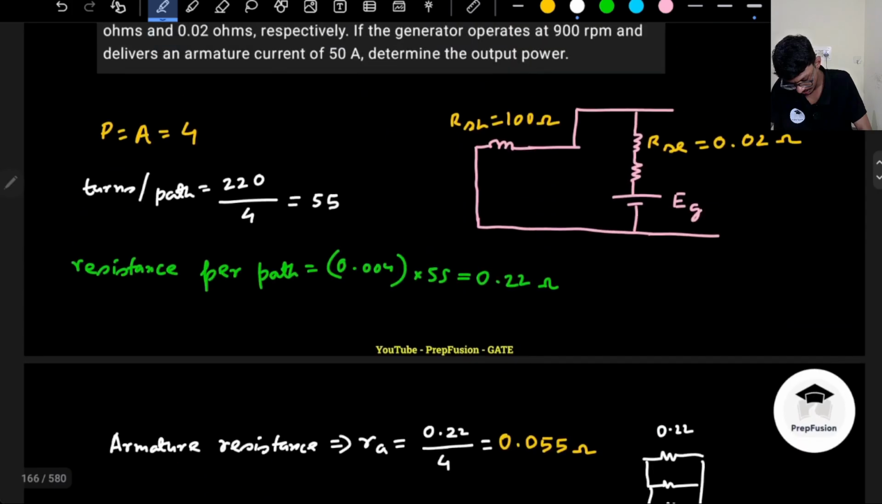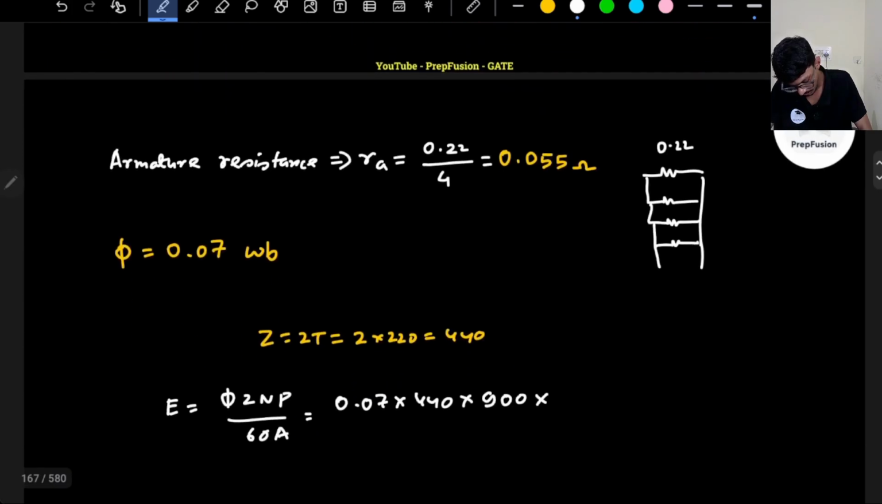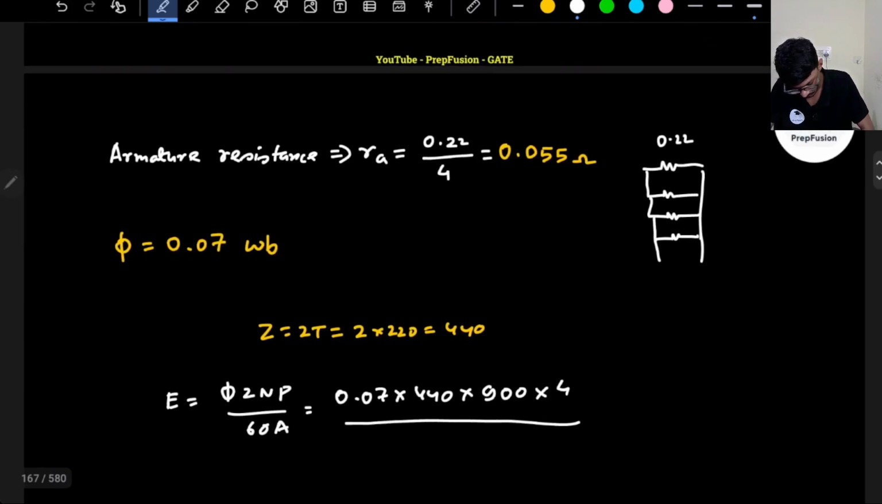Poles P is 4, and the number of parallel paths is also 4, so that will simply get cancelled. If I just calculate the values, this will be 900 into 440 into 0.07 divided by 60, so 462 volts. This will be the induced voltage, EG.